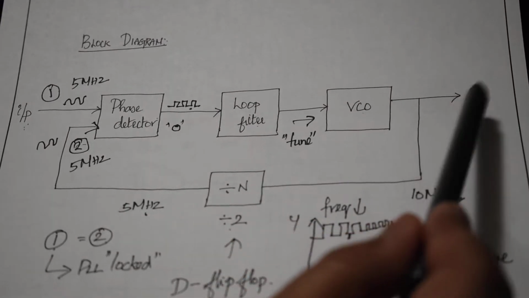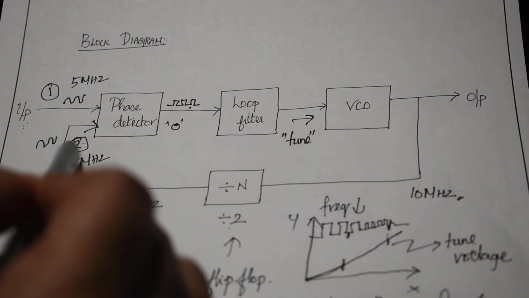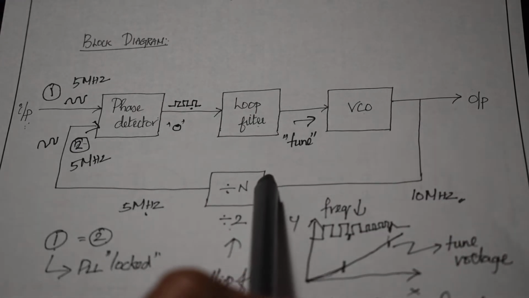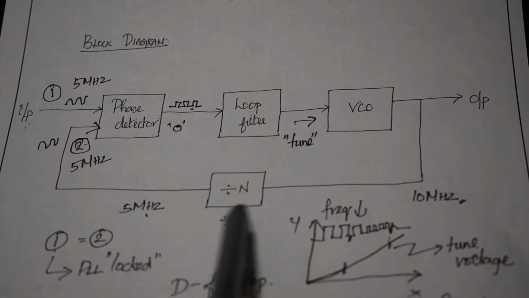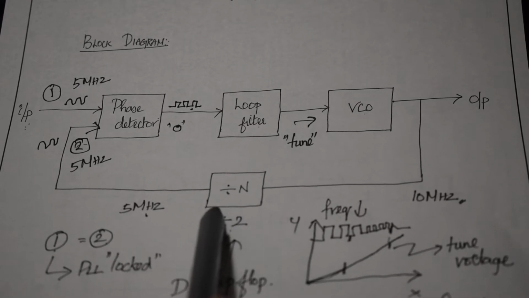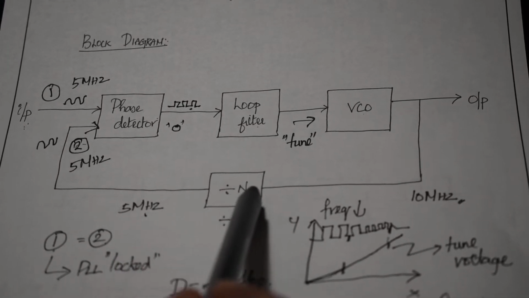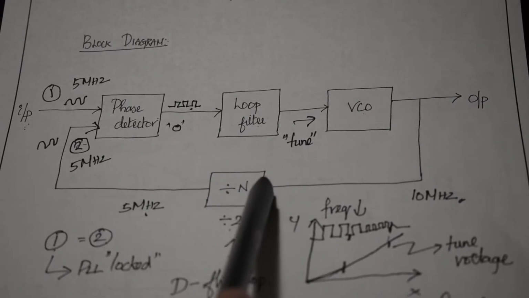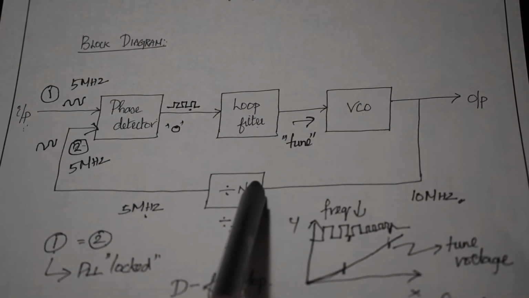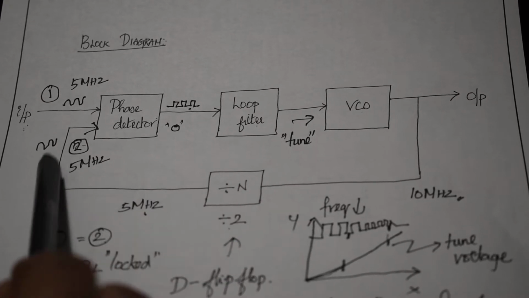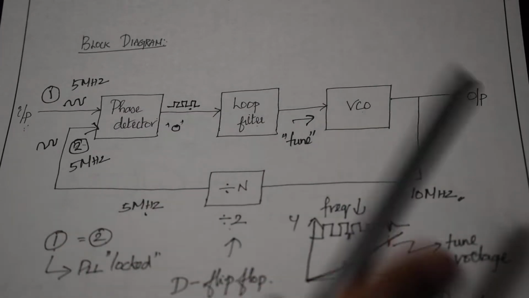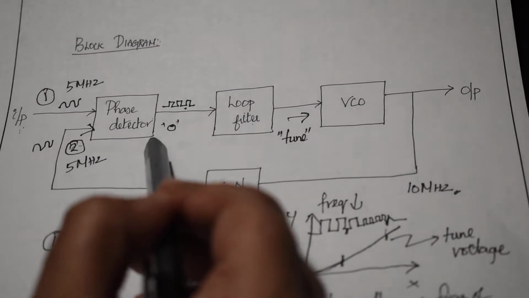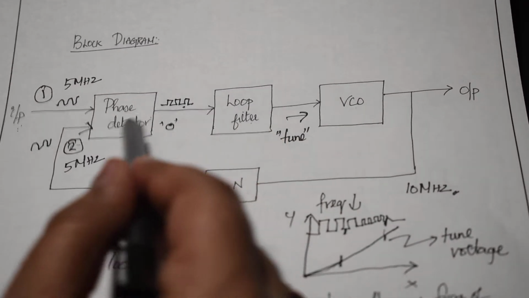We are calling it negative feedback because we are getting it from the output and giving it to the input. So we are taking the output of the VCO and feeding it to another block which is called divide by n, which is a frequency division block, and we are dividing the frequency by a factor of n, and then we are giving it as an input to the phase detector. So this is the basic block diagram. Now let's see what each block does in detail.